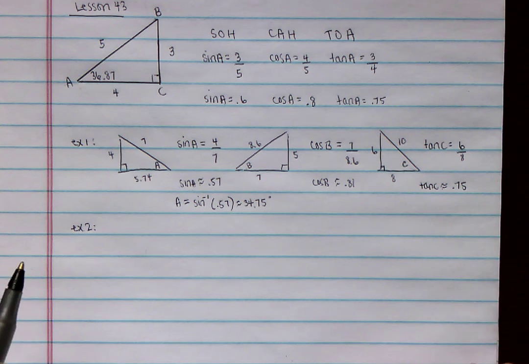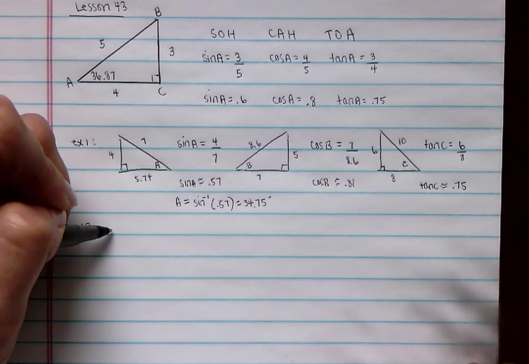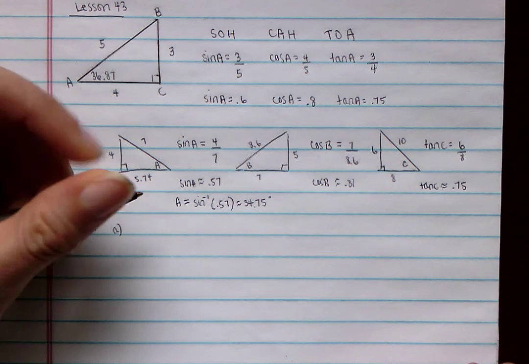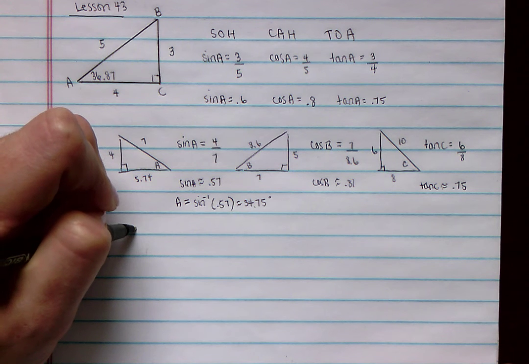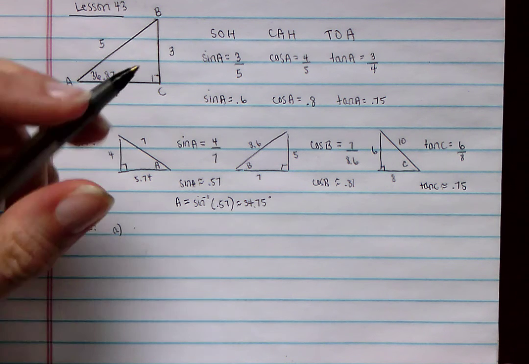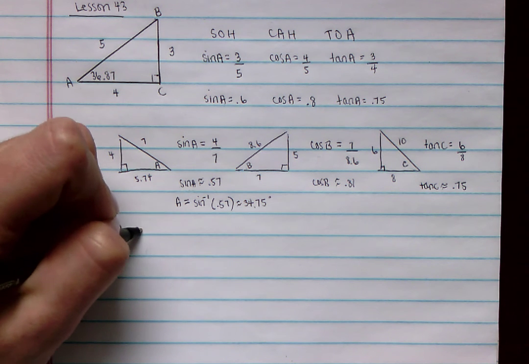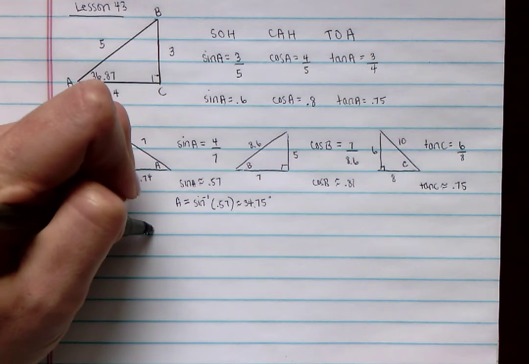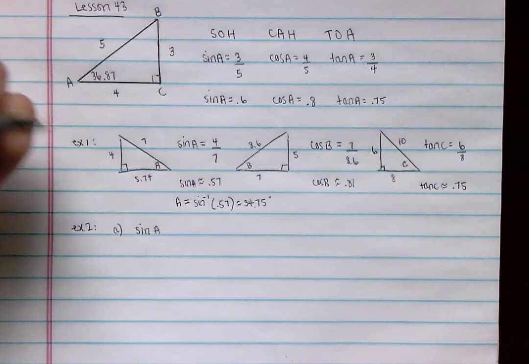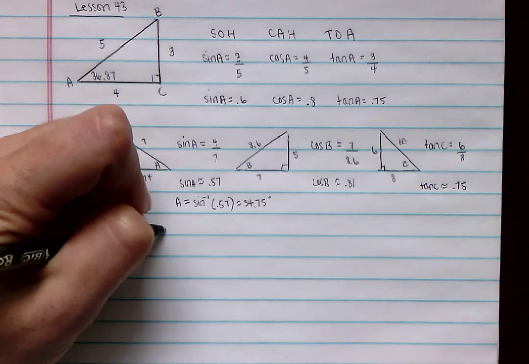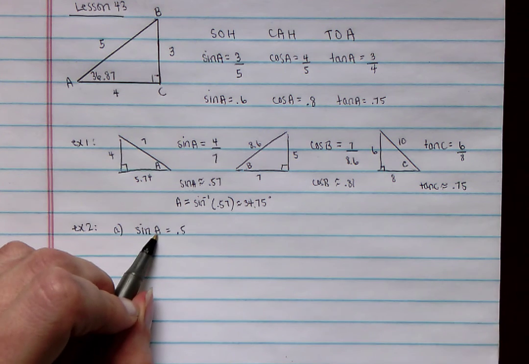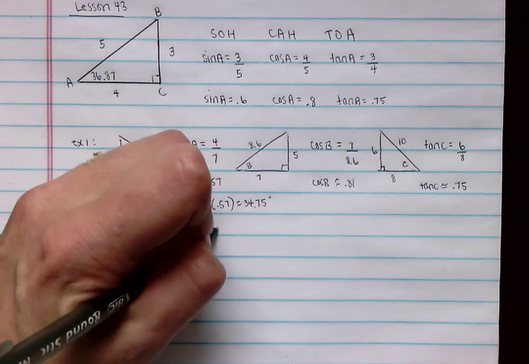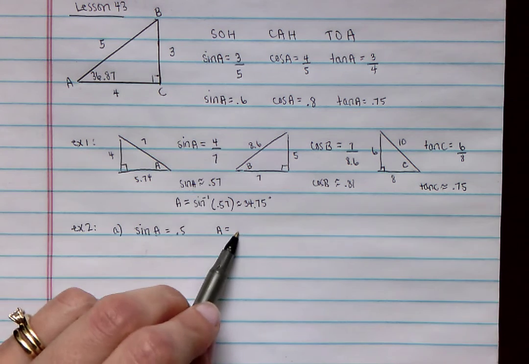So on example 2A, they say the sine of 30 degrees is 0.5. Basically, you've got the sine of an angle, and they're saying it is 0.5, and that this angle is 30 degrees. So we're just going to check on the calculator and see if that's true.